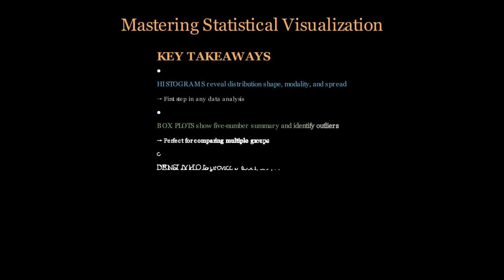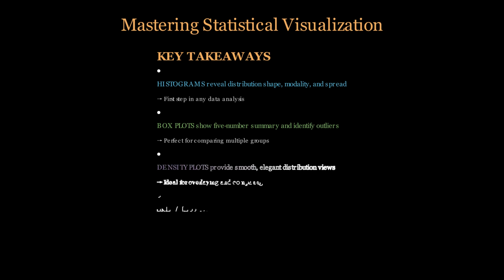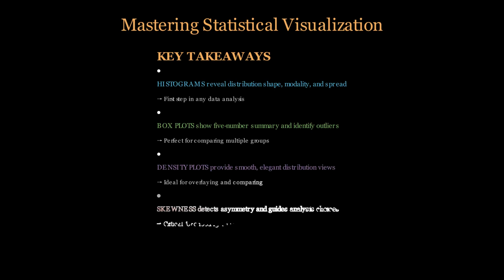Density plots provide smooth, elegant distribution views ideal for overlaying and comparing groups without visual clutter. Skewness detection reveals asymmetry that's critical for choosing appropriate statistical methods. Use median and IQR for skewed data, mean and standard deviation for symmetric data. Master these 4 visualization types, and you'll see patterns and insights that most analysts miss.